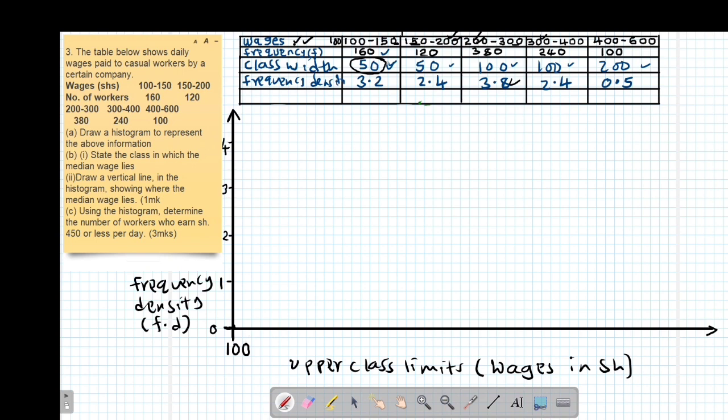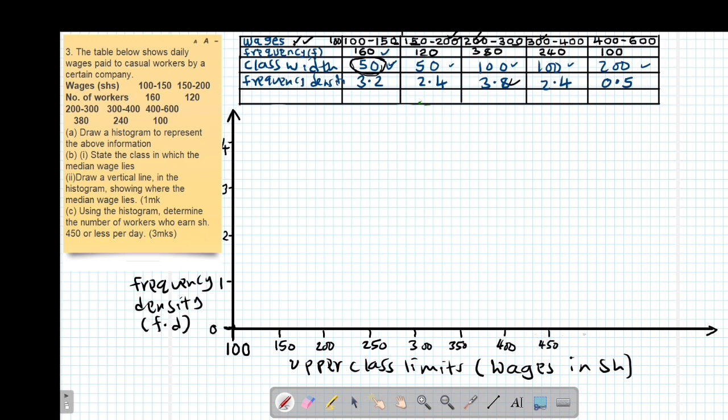So if this is 100, I'm going to use the smallest class width, so I'll be varying with 50. After 5 boxes, 1, 2, 3, 4, 5, this will be 100 plus 50, you'll get 150. After 5 boxes, this will be 150 plus 50, you are going to get 200. Then 1, 2, 3, 4, 5, this is 250. 1, 2, 3, 4, 5, this is 300. This is 350. This is 400. This is 450.